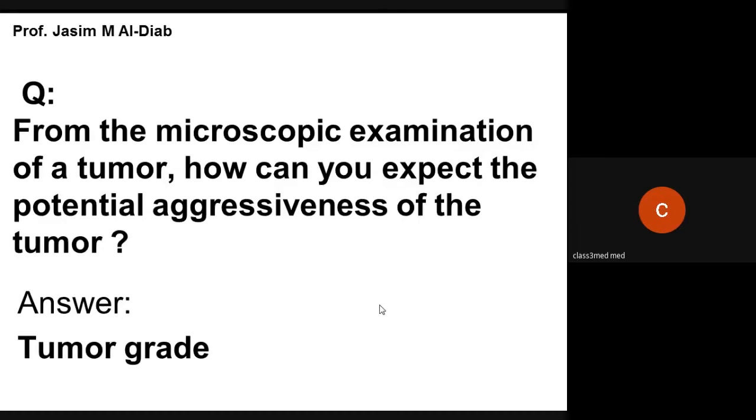And now the discussion has become clear. Who is responsible for determination of the tumor grade? The histopathologist, the oncologist, the radiologist? Who?